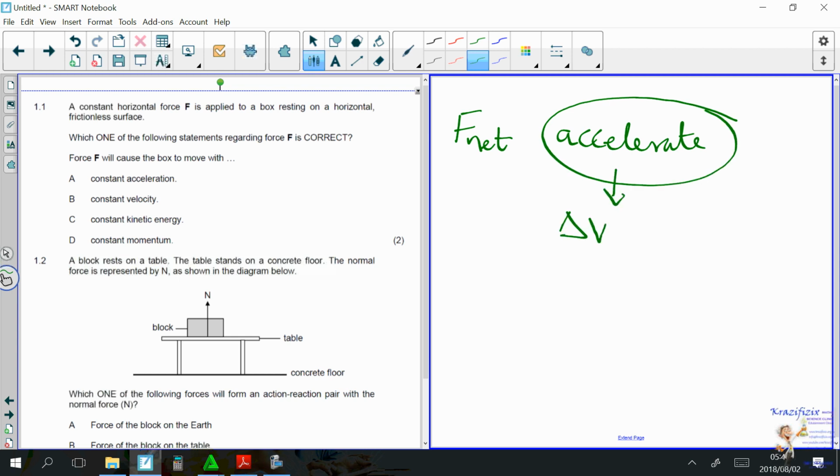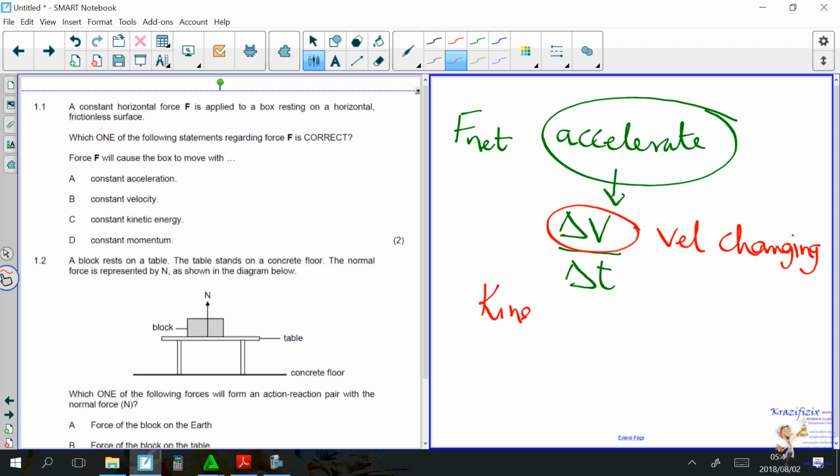Now, if we say something is accelerating, what does it mean? It simply means velocity is changing per unit what? Time. Automatically, what does this tell us? My velocity is changing. All right, velocity is changing. If velocity is changing, what are the things that will change? Number 1, kinetic energy would change, because kinetic energy is half mv squared. Number 2, momentum will change, which is equal to what? Momentum is mass times velocity. So these two will change because velocity is changing.